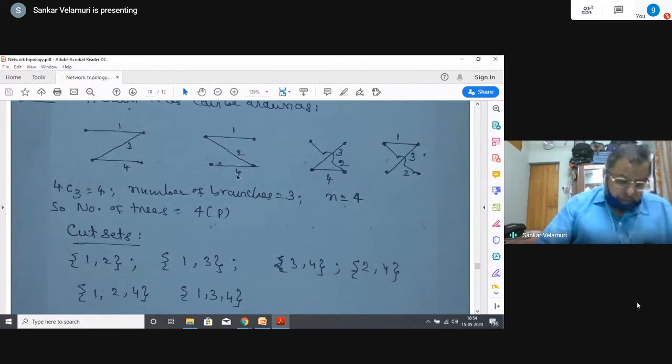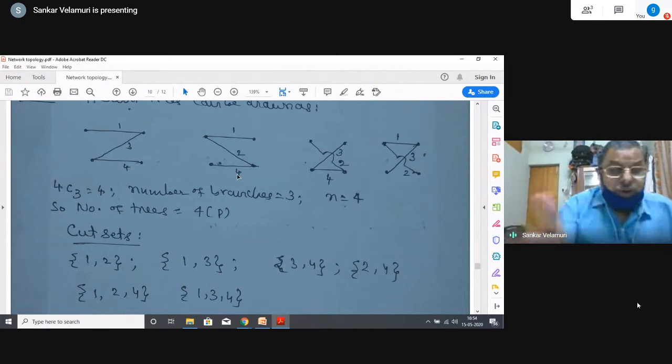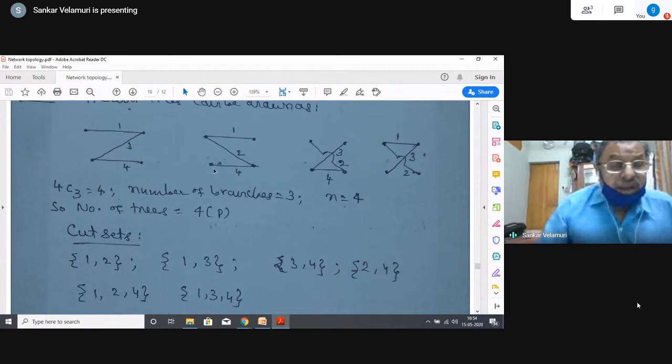But what about the other combinations? There is a combination called 1, 4. 4 C2 gives 6 combinations. Out of those 6, take 1, 4. If you take out 1, 4, there is still a connection between these 2 nodes through element 3. So it is not a cut set. Therefore 1, 4 is not identified as a cut set.